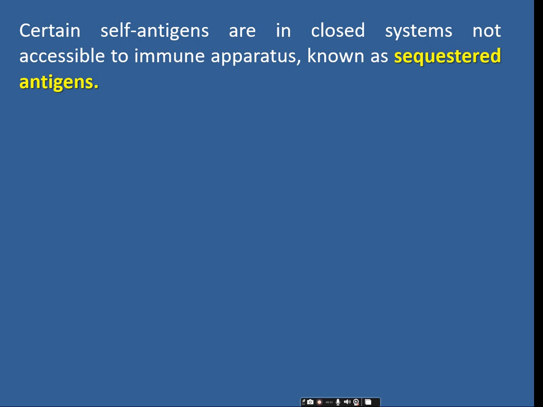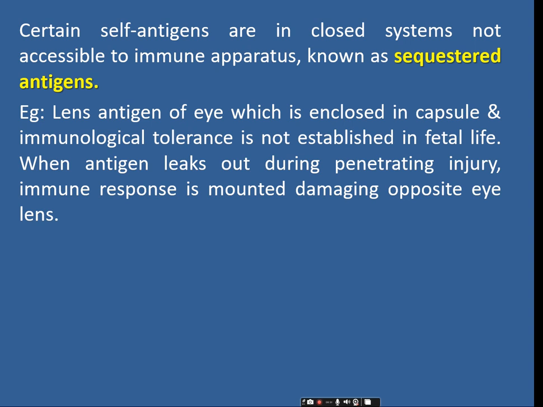Certain self antigens are in a closed system, not accessible to the immune apparatus, known as sequestered antigens. Means they are inside the body and not coming in contact with your antibodies. One example is the lens antigen of the eye. The eye lens has a particular antigen which is not exposed until there is some injury or other circumstance. Immunological tolerance is not established in fetal life, so if by accident that lens antigen comes in contact with the immunological cells, it is considered foreign and the body starts producing antibody. How can it happen? Maybe during surgery, an injury or some accident.